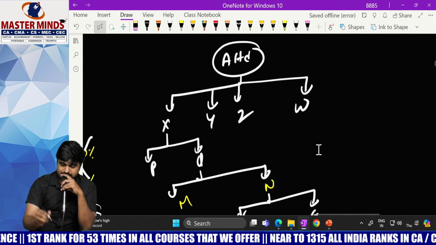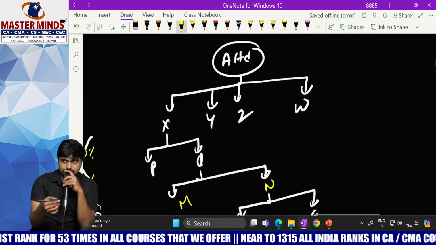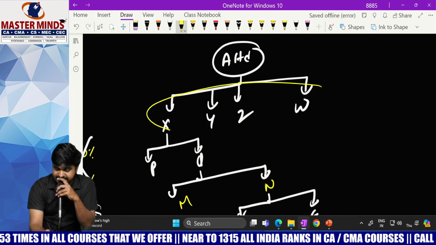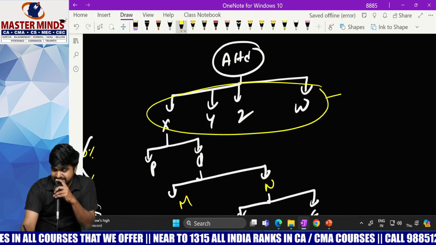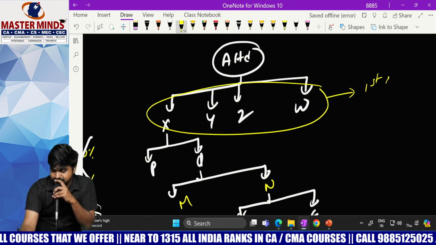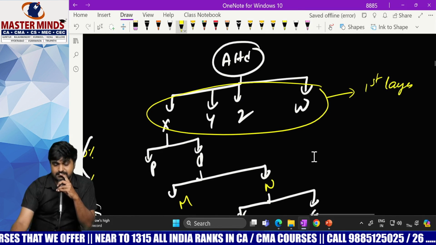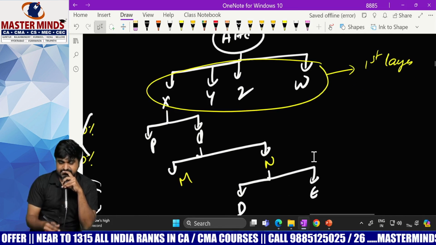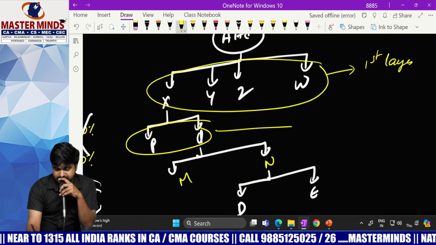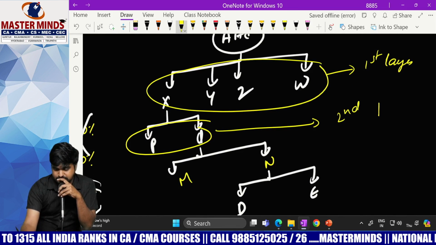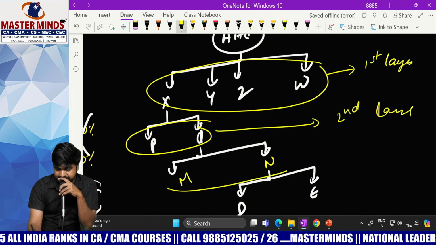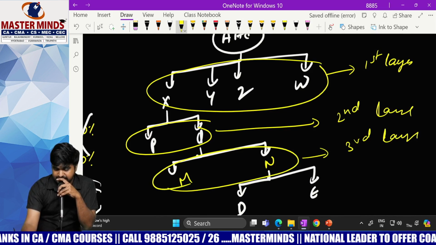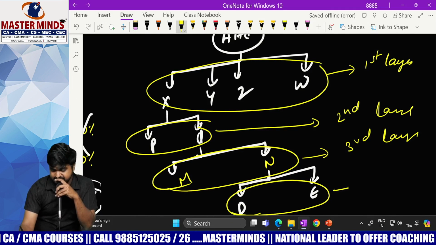So first of all, you need to know about a concept called layers. So here, this is direct investment. So this will be classified as the first layer. And a layer below the first layer will be called the second layer. So this is the second layer. And M and N companies, third layer. And finally, D and E companies, fourth layer.